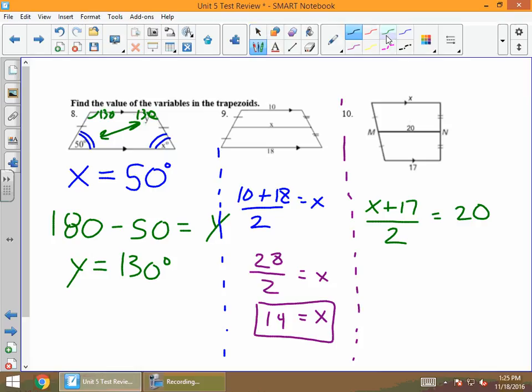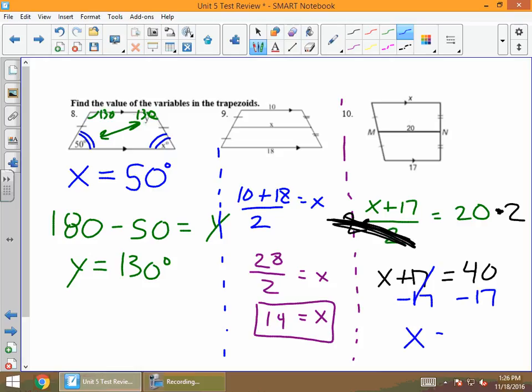How are we going to get x by itself? Get rid of that 2. We're going to multiply both sides by 2. Super tempting, we want to distribute that 2. Don't do it. The reason why we multiplied by 2 was to get rid of it. So they cancel. We're just left with what's in the top. 20 times 2 is 40. And then to get 17 by itself, subtract it, and x is equal to 20.